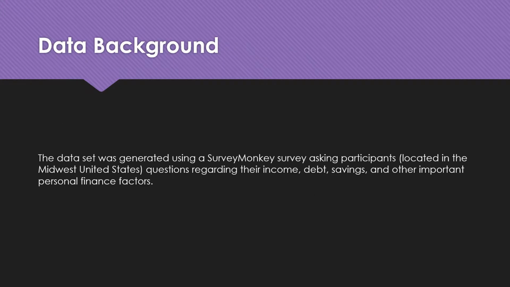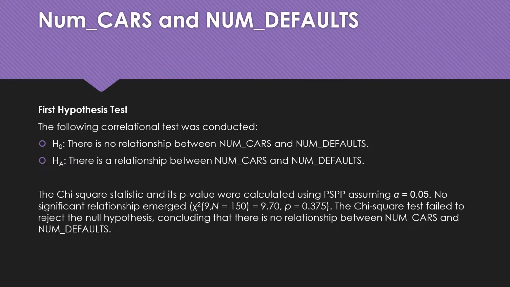The data set that we'll be using was generated using a SurveyMonkey survey asking participants that were located in the Midwest United States questions regarding their income, debt, savings, and other important financial factors. There were a total of 150 people surveyed.